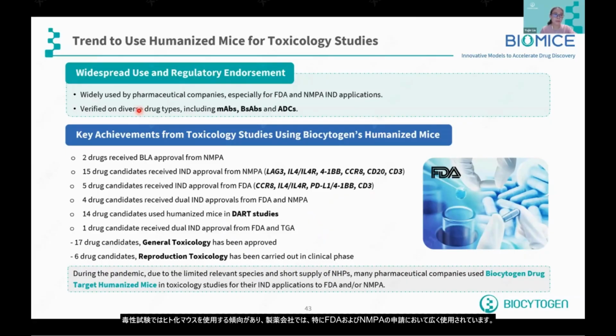I would like to let you know that there is a trend to use humanized mice for toxicity studies, and they are widely used in pharmaceutical companies, especially for FDA and NMPA applications. Up to now, 15 drug candidates have received IND approval from NMPA, including CD3E T cell engagers, and also 5 drug candidates received IND approval from FDA, also including CD3E.